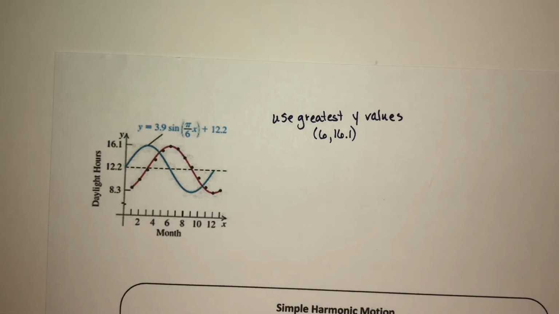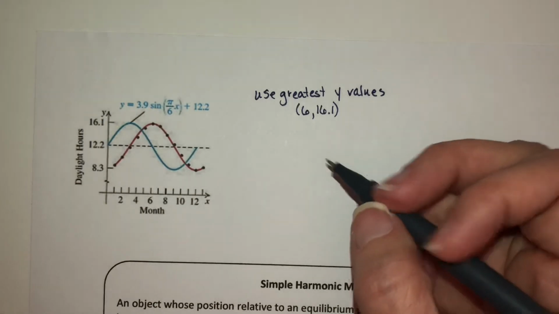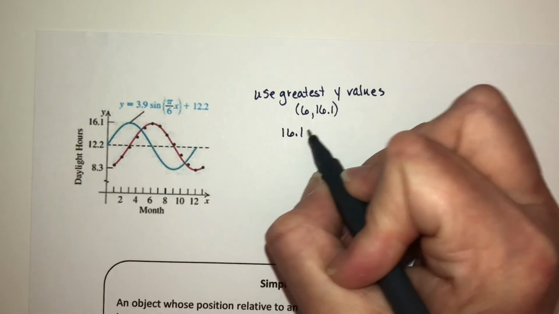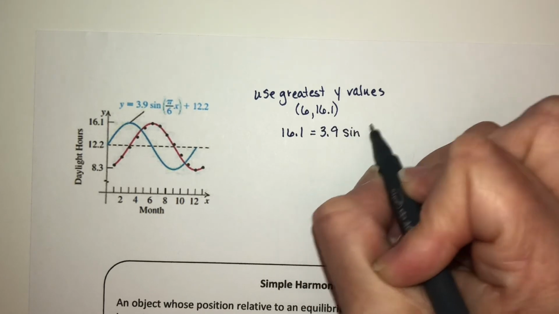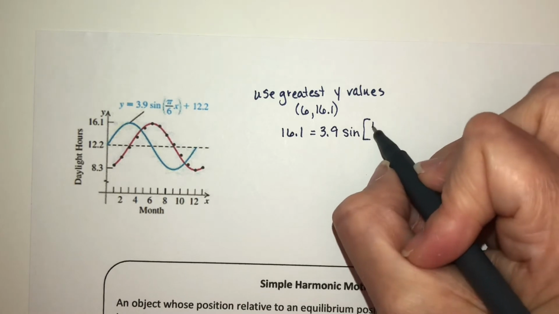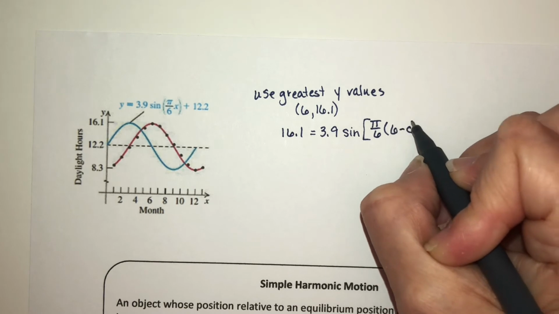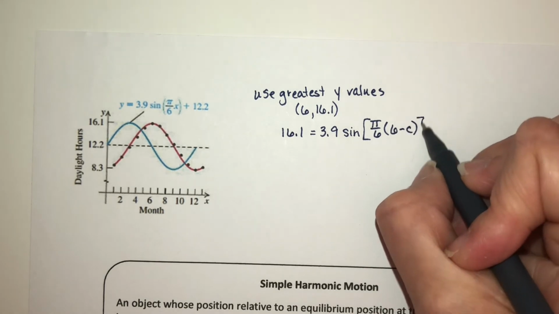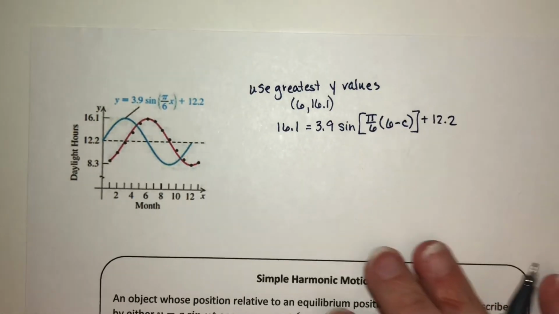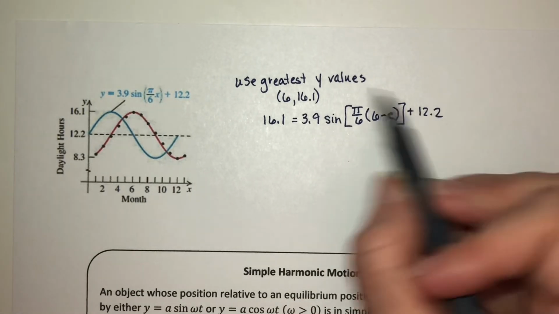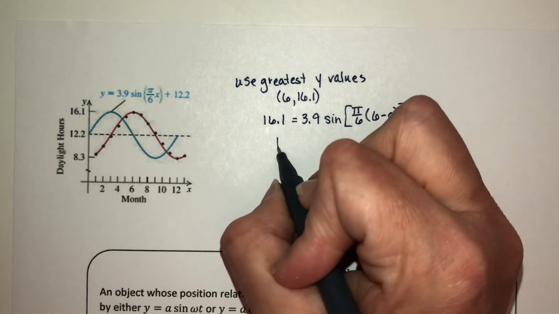If I take this x and this y and plug it in, I end up needing to solve 16.1 is equal to 3.9 sine of pi over 6 times 6 minus c, plus 12.2. So I'm going to subtract 12.2 and then divide by 3.9, and you find out that must equal 1.